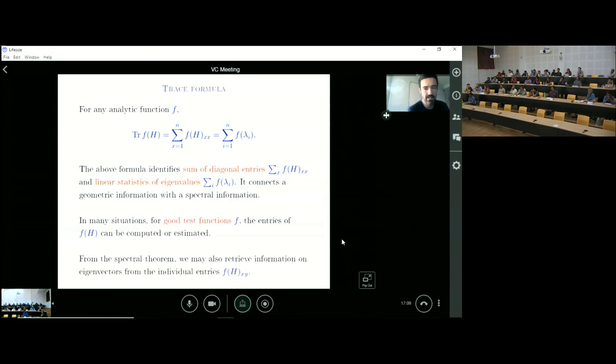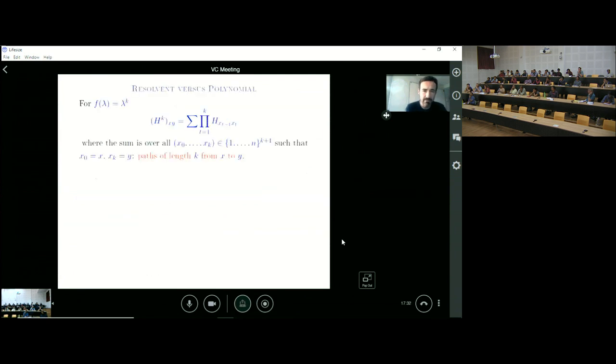As I said already, if you take the trace, you will recover information on the eigenvalues. But if you can have estimates on individual entries, then from the spectral theorem you can infer back information on the eigenvector basis of the matrix H as well. But I will not insist on that in this course.